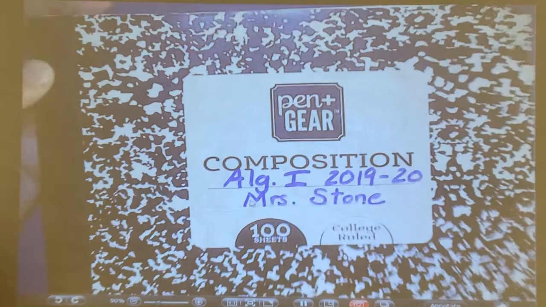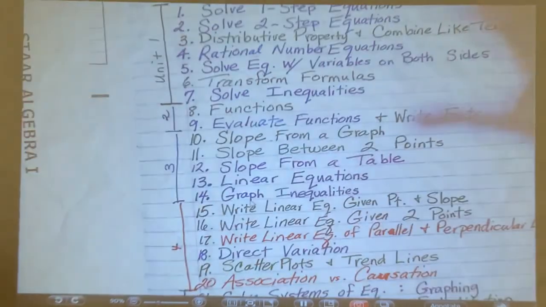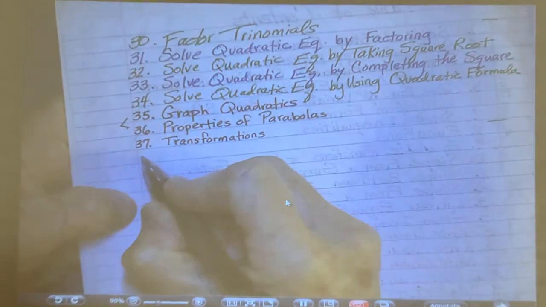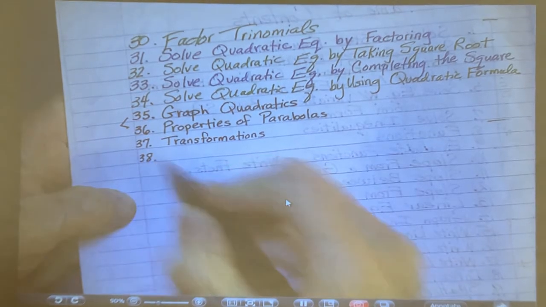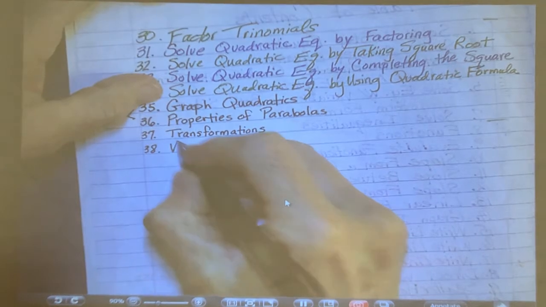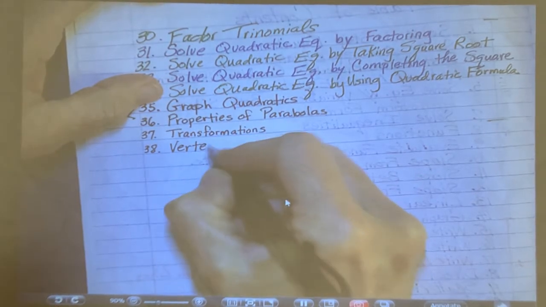This is going to be your set of notes on our next section. So this one's going to be titled, it's number 38, and it's titled Vertex Form.